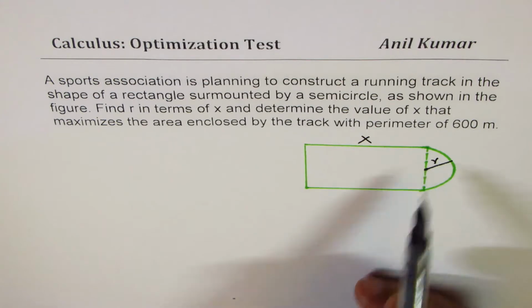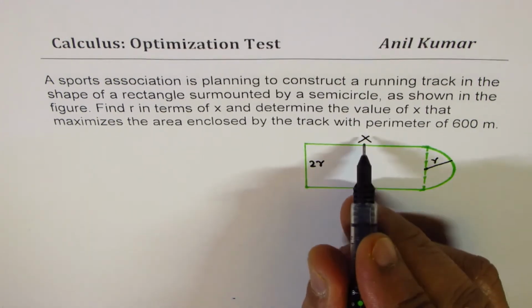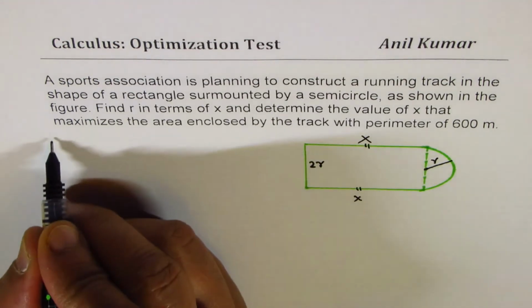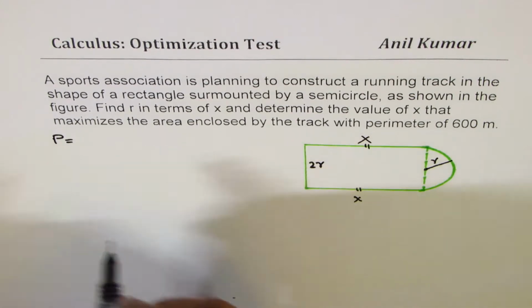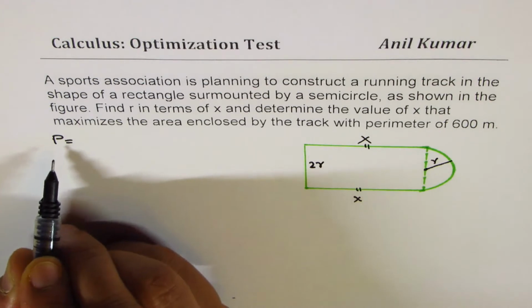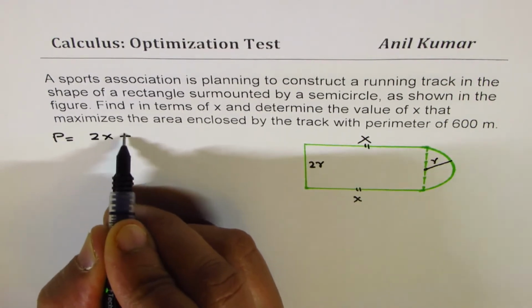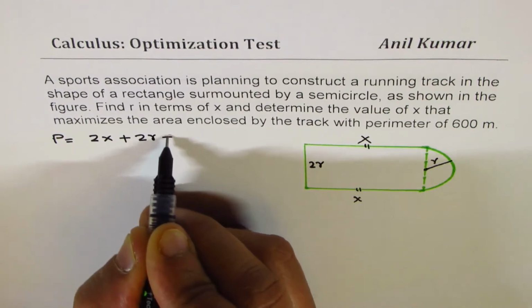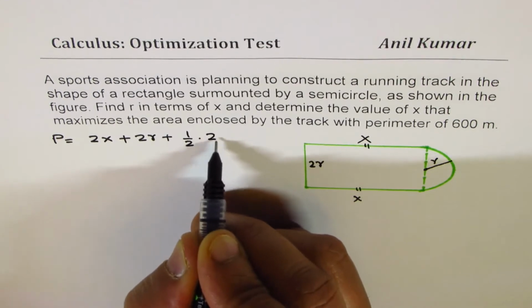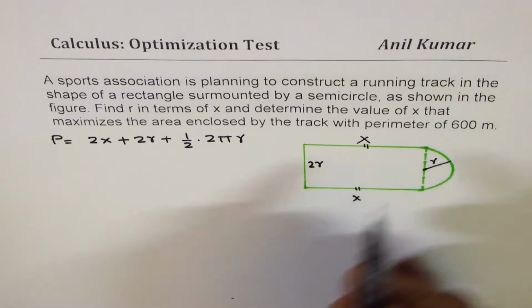So this radius is r, that means the width over here will be 2r. This side is x, will be equal to x on this side also. So perimeter, let's say P, which is the sum of all these sides, can be written as equal to 2x plus 2r plus half of the circumference, half times 2 pi r. Right? Perimeter is given to us as 600 meters.